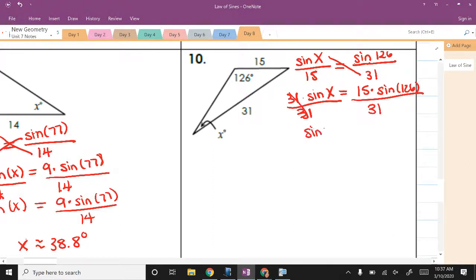So sine of x is going to equal this fraction, 15 times sine of 126 over 31. So that's what we're going to type in our calculator.